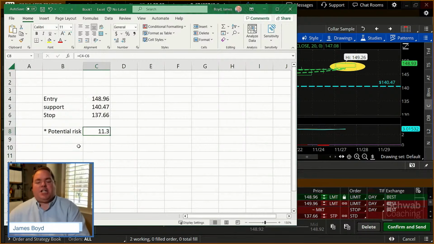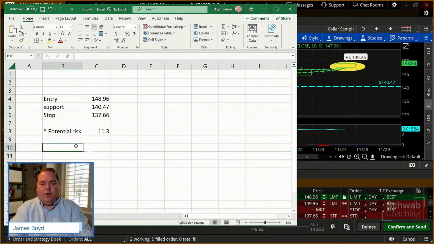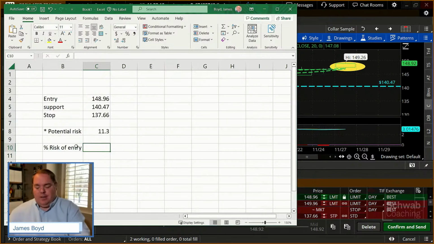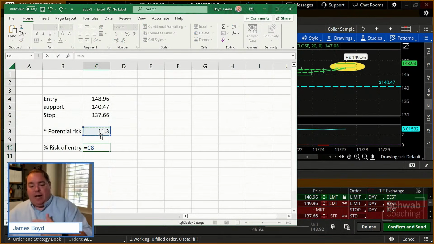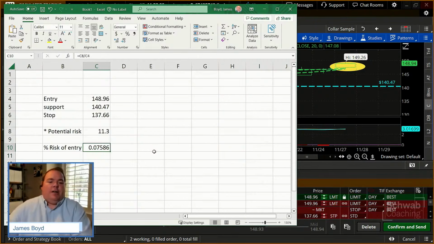Now, we like to express this as a percent. So what we're going to do is look at the percentage risk of entry. If we took $11.30 of risk and that entry was 148.96, the percentage comes back to 7.58%. What do I do with the percentage?